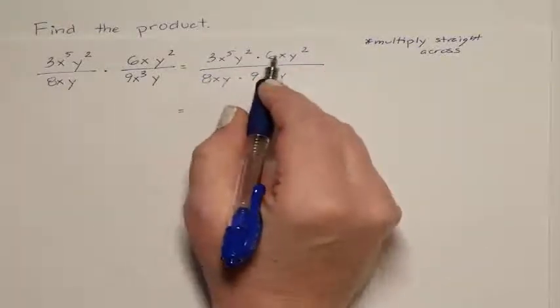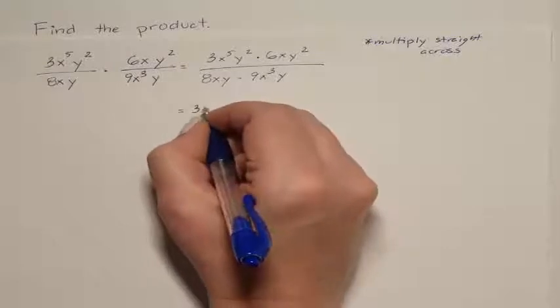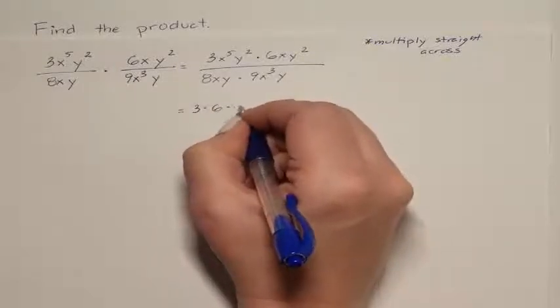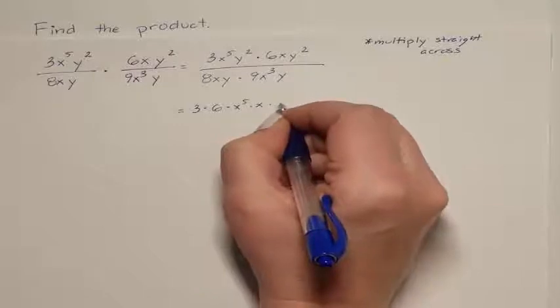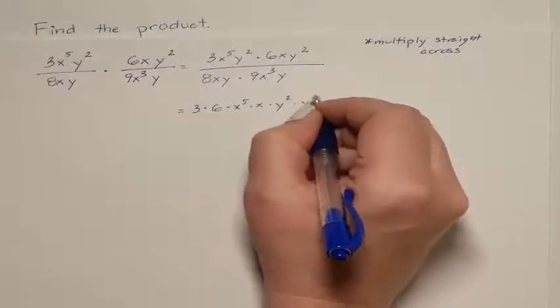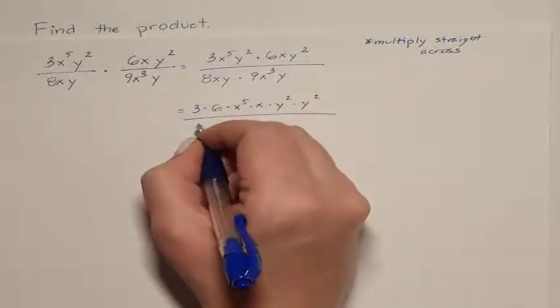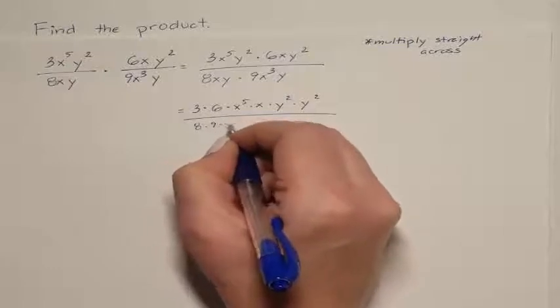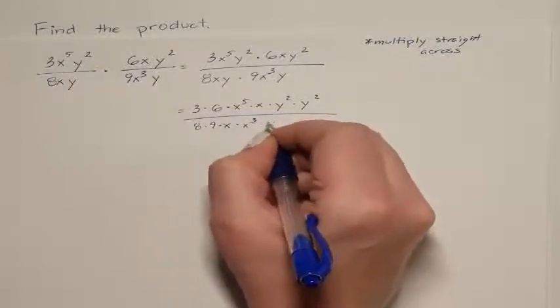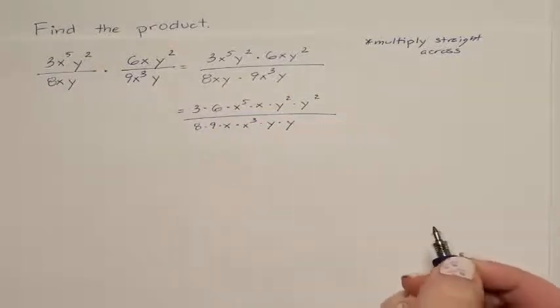I'm going to rearrange the numerators so my numbers are next to each other, my x's are next to each other, and my y's are next to each other. Same with the denominator. Rearrange so numbers are next to each other, x's are next to each other, and y's are next to each other.